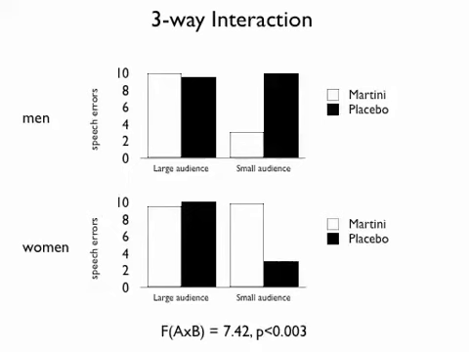For men, the data may have worked out like this. The Martini decreases your anxiety, but only in front of a small audience. It's not enough to do that in front of a large audience. And for women, it might have worked out differently, that the Martini actually increases their anxiety in front of a small audience. Drinking the placebo, women didn't have a problem speaking in front of a small audience without any alcohol at all, but the alcohol increased the number of errors. It might have worked out this way.